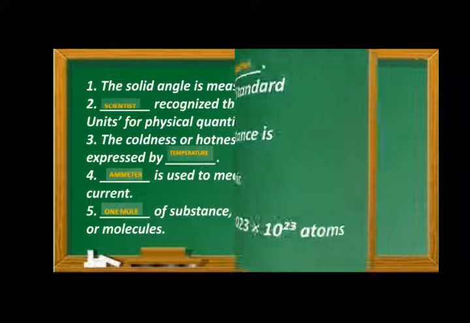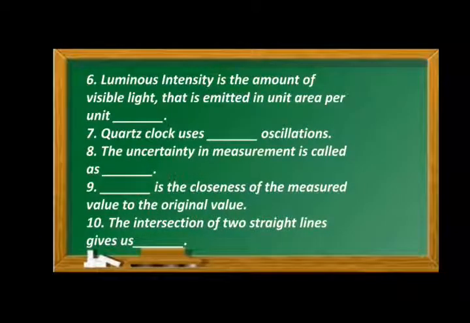Luminous intensity is the amount of visible light that is emitted in unit area per unit solid angle. Quartz clock uses electronic oscillations. The uncertainty in measurement is called as error. Accuracy is the closeness of the measured value to the original value. The intersection of 2 straight lines gives us plane angle.